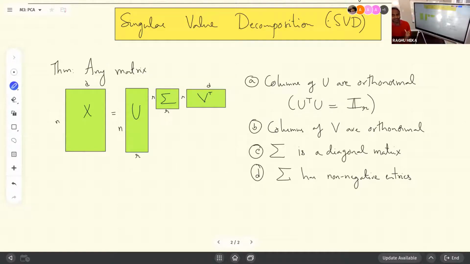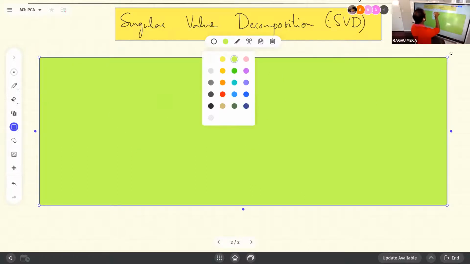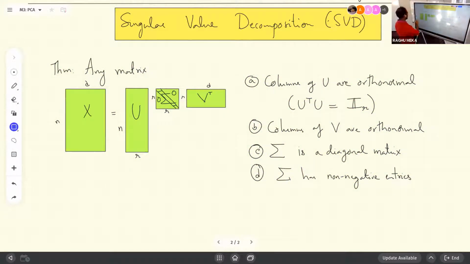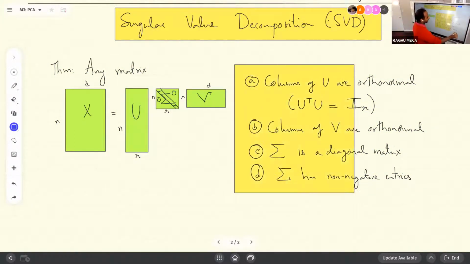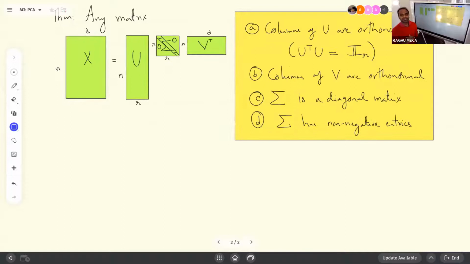Okay, so it's a diagonal matrix which has only positive numbers on the diagonal. So it's 0 here and positive entries on the diagonal. And this comes from numerical linear algebra. Okay, so any matrix can be written as a product of three matrices, each of which satisfies these seemingly very stringent conditions.